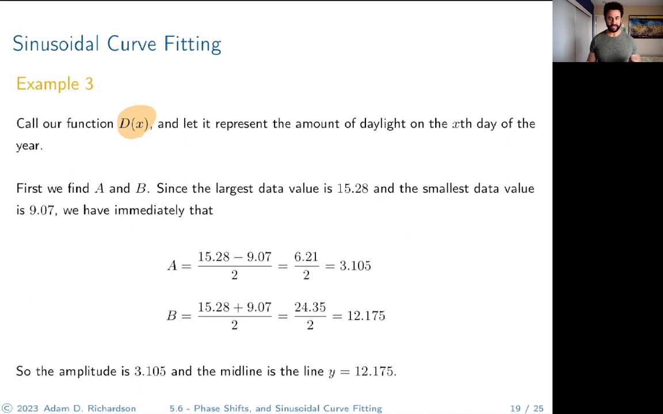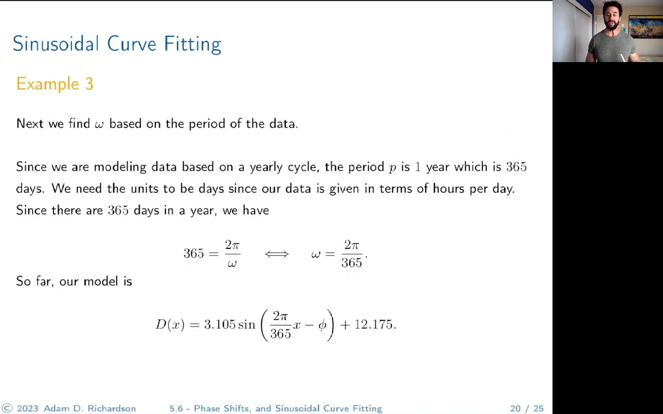Now, like I had said a moment ago, the largest data value is 15.28 hours, and the smallest data value is 9.07 hours. Using those formulas for A and B, we have immediately that A is 3.105 and B is 12.175. So we know the amplitude and we know the midline is given by this line right here. Not too bad, right? Remember, the amplitude is basically take the distance between them, divide by 2. The midline is take the average of the two data values, and that's how you get those.